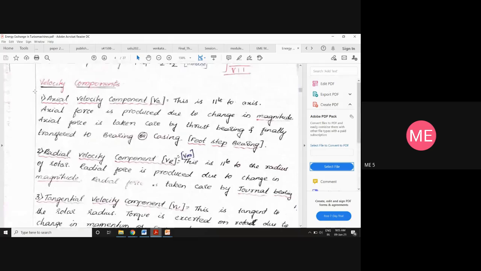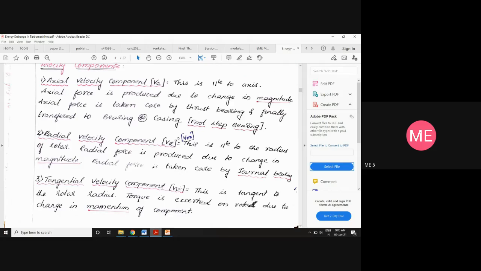Then they will ask what are the three velocity components. You saw VA, which is perpendicular to V1, VM or VR. This is also perpendicular to V. VU is also a perpendicular component. This is a tangential component. And VA is an axial velocity component. It is given here: this is parallel to the axis and produces no rotation of the rotor. And VR is the radial component. Radial force produced due to the change in the magnitude of the force is taken by the external bearing. So this is also a waste of energy for us.